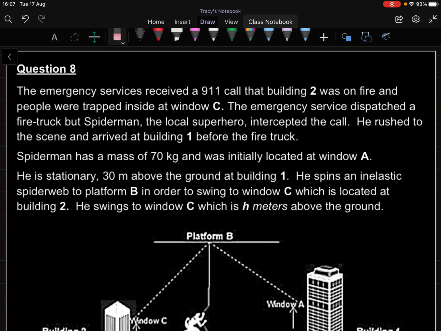In this video, we're going to look at a typical work, energy and power question. Is it a past exam question paper? Unfortunately, I can't remember which exam I took it from. It's a worksheet that I gave to my own learners, and it is question 8.